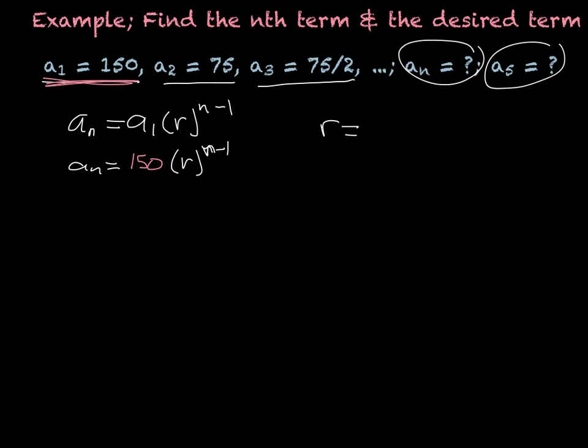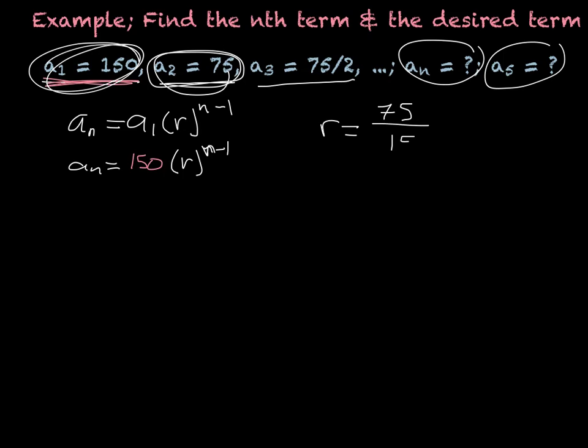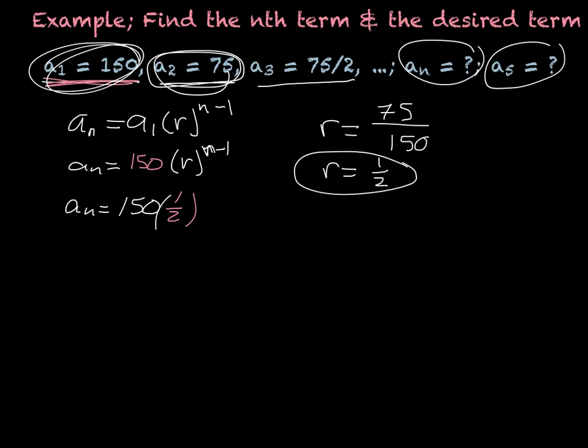r equals my second term divided by my first term. So 75 divided by 150. r is going to equal 1/2. So I put that in, and I have a sub n equals 150 times 1/2 to the power of n minus 1. So that is my final nth term.